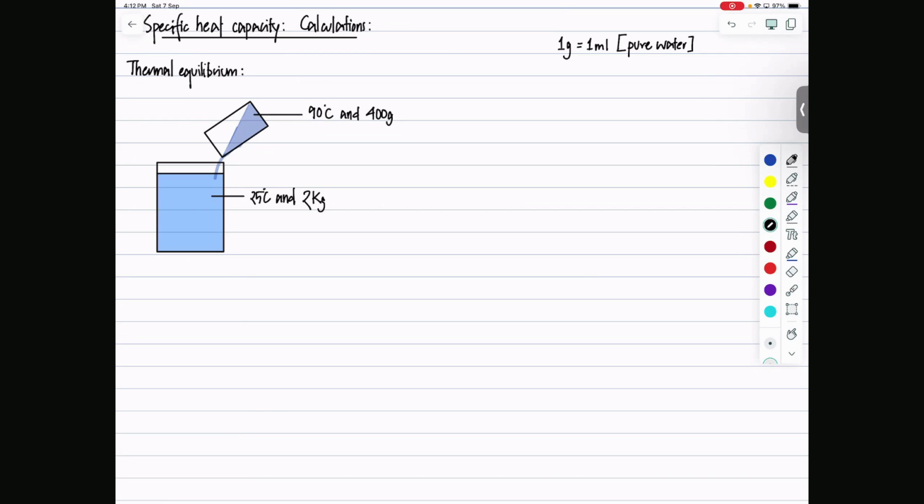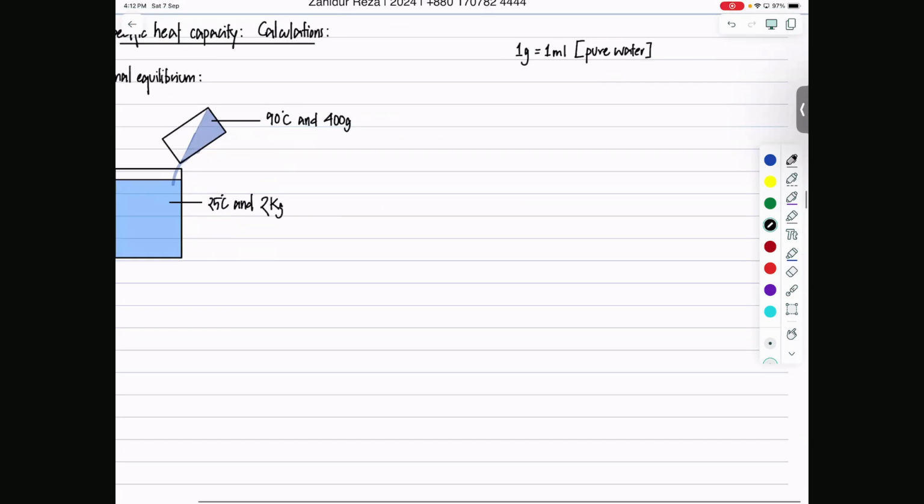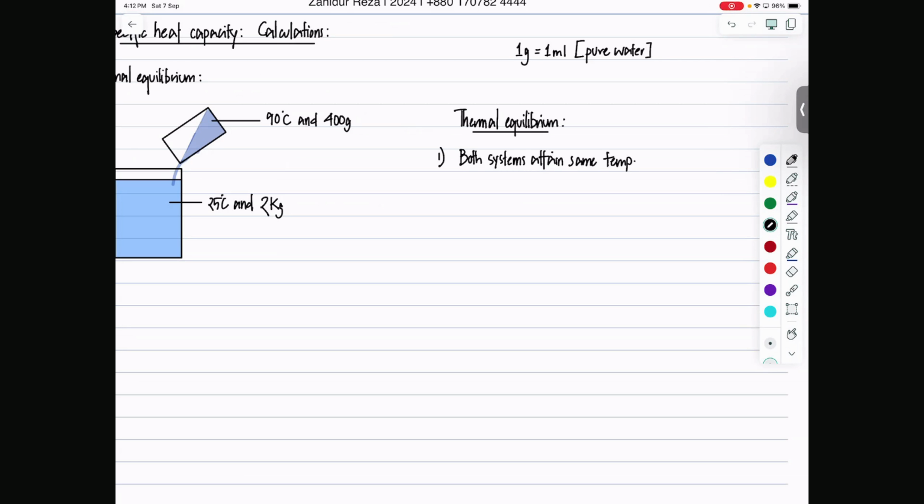So the thing is, let's look at the requirements for thermal equilibrium. We discussed this before, but we discussed it as theory. We didn't do any math. Now we can do the math. So the first requirement is that both systems attain the same temperature, which means that their average K is going to be the same.